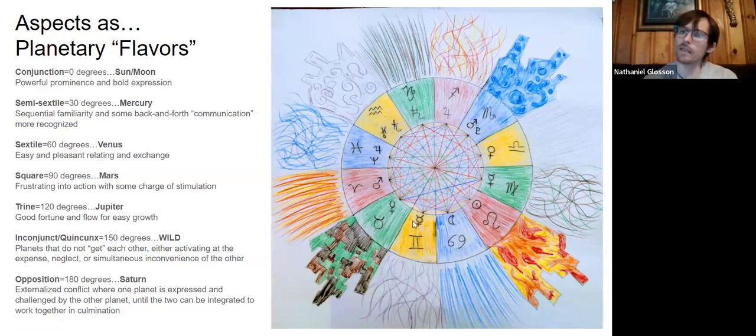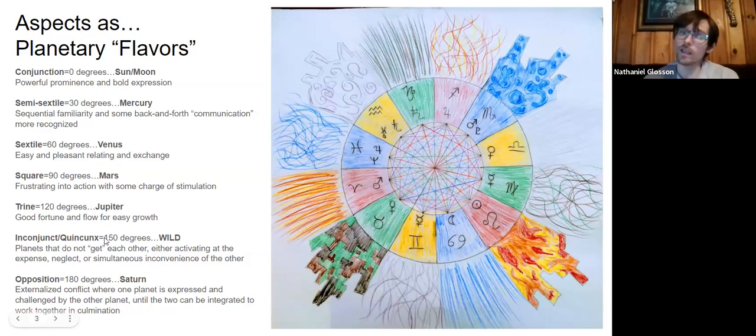And then they're going to run into a sequence where one of them is going to be one modality and another is going to be another. But in a triangle, they all flow. If you have one cardinal and one fixed, that's great. If you have one cardinal and one mutable, hey, they still flow. You have one fixed and one mutable, they flow. So there's a flow, the same element, and it's connecting a flow between those elements and how they want to work, so that you get good fortune and flow for easy growth anytime two planets are 120 degrees apart.